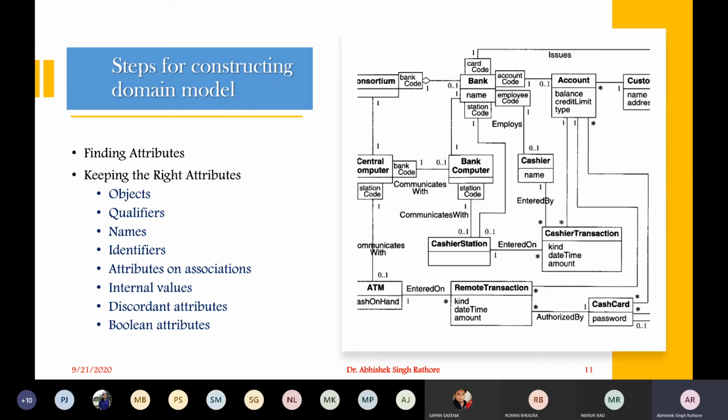Then we have some boolean attributes. Again, we have to reconsider all our boolean attributes. We can broaden our boolean attributes and restate them as an enumeration instead of having attributes. This is how we can remove our boolean attributes.